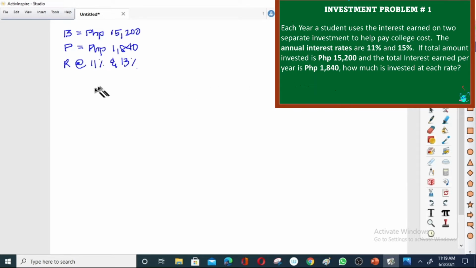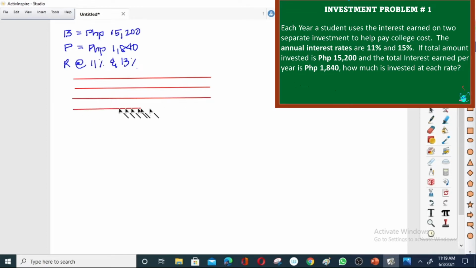Once again, for us to easily solve this problem, we need to make a table for the two interest rates.